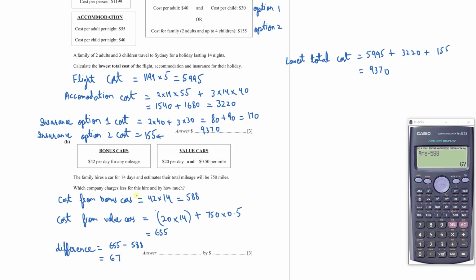So which company charges less and by how much? Bonus cars will be the answer. They charge less, and by how much? By $67.